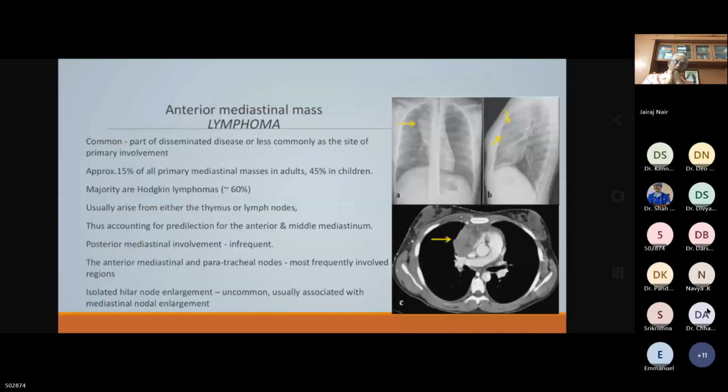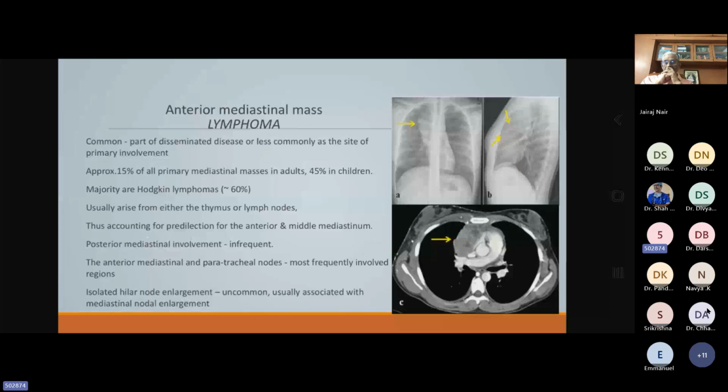Second mass that is most common is lymphoma. It's a common part of disseminated disease or less commonly present as the primary involvement. Approximately 15% of all primary mediastinal masses in adults and 45% in children. Majority are Hodgkin's lymphoma, usually arising either from the thymus or the lymph nodes, thus accounting for predilection for the anterior and the middle mediastinum.